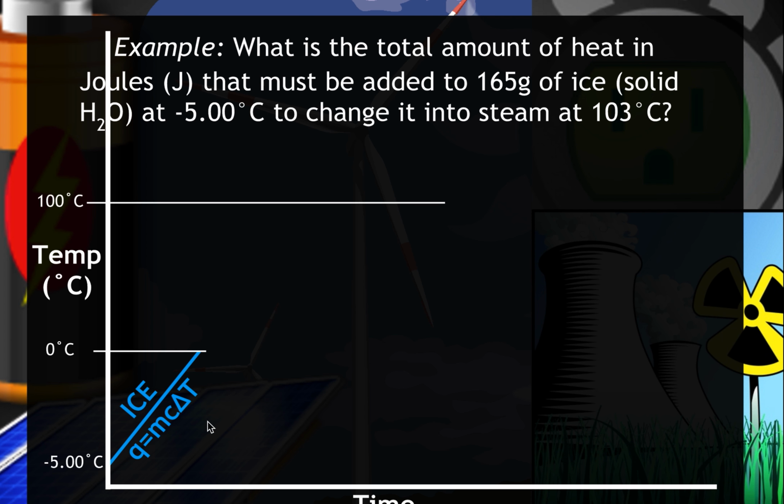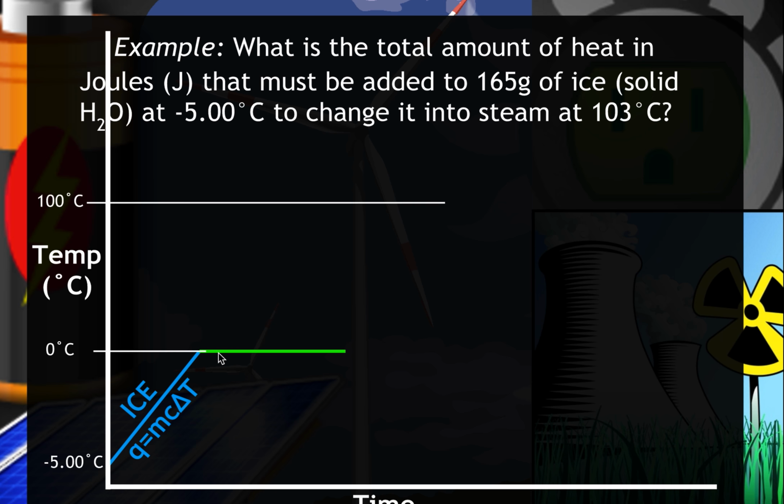Now the formula you're going to use for this section of the line going from -5 degrees Celsius to 0 is going to be the amount of heat or energy, Q, equals the mass of the water times the specific heat of ice, and then the change of temperature. We're actually bringing it from -5 to 0, so that's a change, or delta T, of 5 degrees.